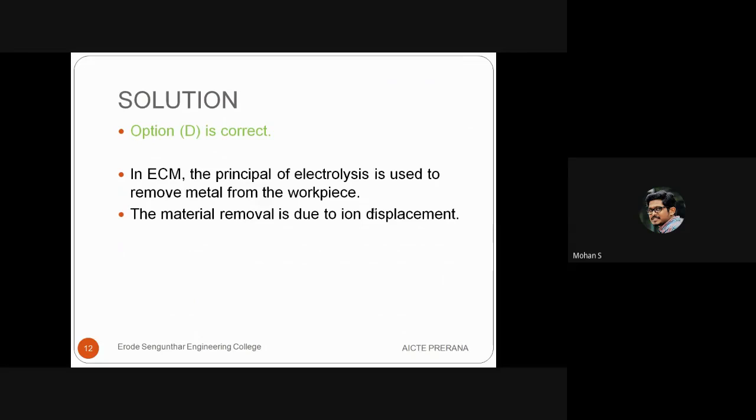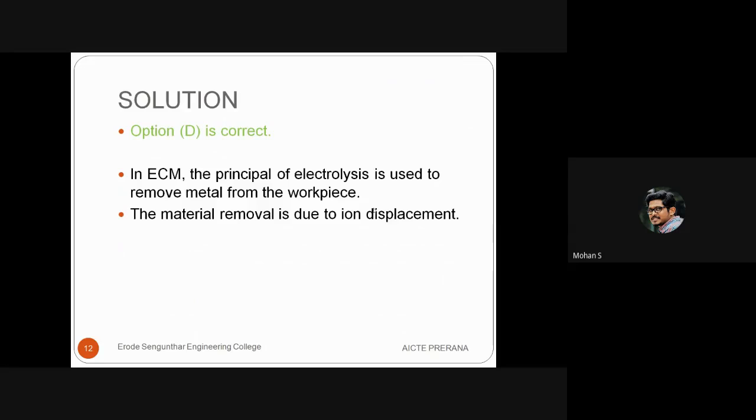Let us see the explanation also. In ECM, the principle of electrolysis is used for removing the metal from the workpiece. Electrolysis is decomposing ionic components. The ionic components are losing their strength and getting removed from the parent material. It no longer stays with the parent material, and that causes metal removal from the parent material.